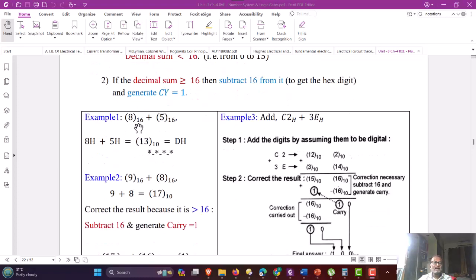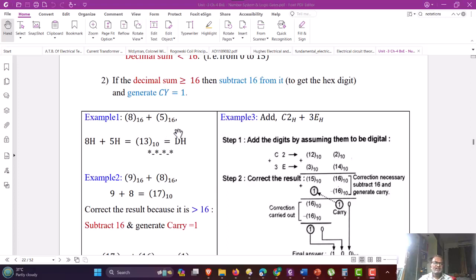Let the number 8 in hexadecimal form be added to the number 5. So 8 plus 5, do the plain decimal addition. 8 plus 5 is 13 in decimal. And from the conversion table we have studied earlier, 13 corresponds to D. This H indicates the hexadecimal number.